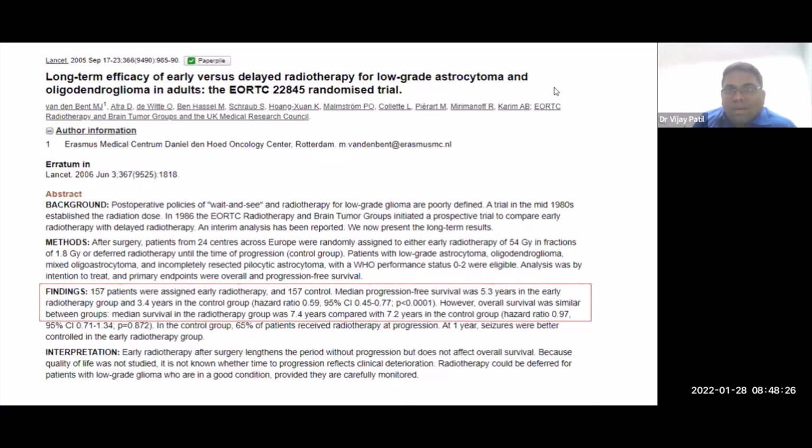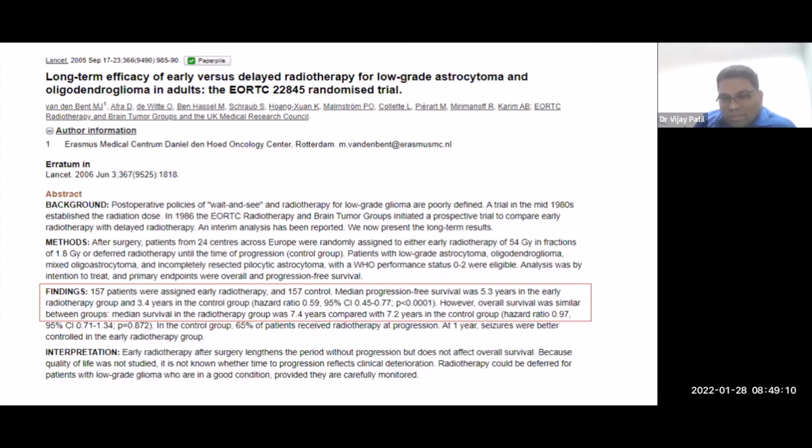The study was published in Lancet in 2005, on long-term results of low-grade astrocytoma patients, who, if you see here, were mainly astro-oligo and incompletely resected pilocytic, and they were randomized to receive radiation or receive radiation when they progressed. In the patients who received early radiation, the PFS was 5.3 years, as opposed to 3.4 years in the patients who did not receive radiation. However, the overall survival was similar. The only benefit which was seen was till 1 year, not after 1 year. The seizure frequency was better controlled in patients who received early radiotherapy.